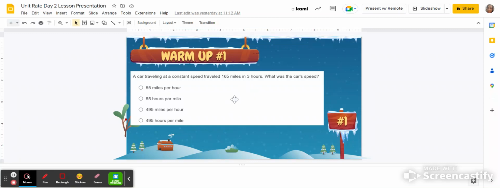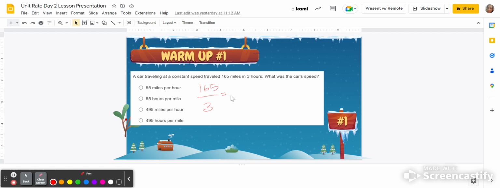All right, so let's take a look at warm-up number 1. A car is traveling at a constant speed and traveled 165 miles in 3 hours. What was the car's speed? If we have 165 miles in 3 hours, we want to find out what the car's speed is.